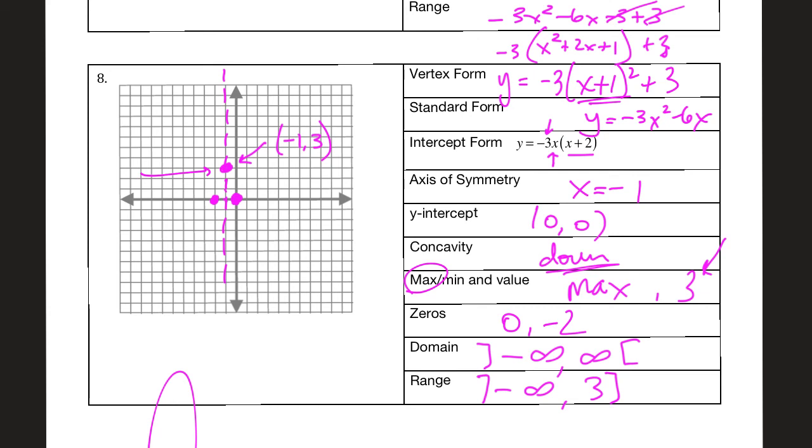All right, so let's see. If I go over 2, usually that would mean I would go down 4. 2 squared is 4. But this thing is 3 times as tall, so I have to actually go down 12. 1, 2, 3, 4, 5, 6, 7, 8, 9, 10, 11, 12 on both sides. Okay, so this will be a very tall, skinny, downward facing parabola.